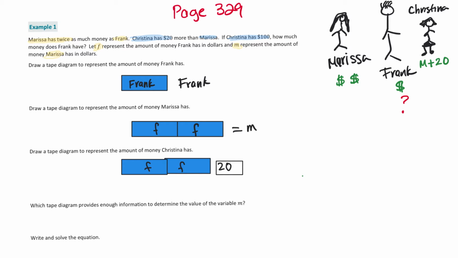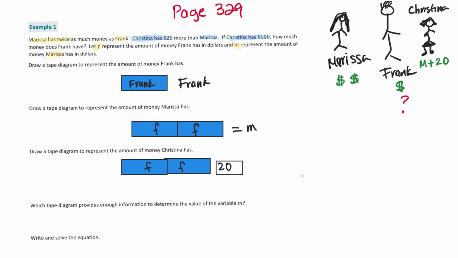I just want to make sure that you guys get it right there. Okay, so now, which tape diagram provides enough information to determine the value of M? How can we determine how much Marisa has? Which one of the three gives us enough information? Because they told us, one second, I forgot this.